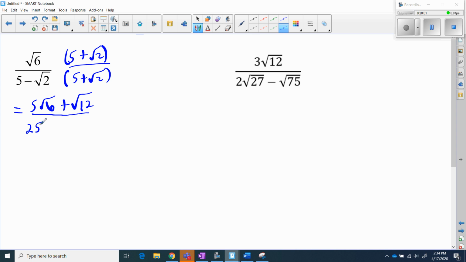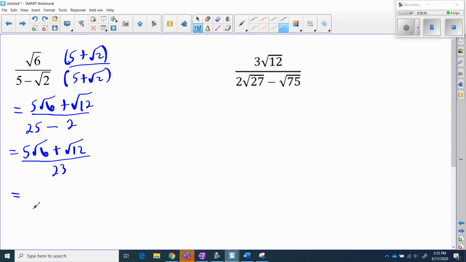We do not need to multiply the middle two because we know they're going to wipe each other out. Now I just multiply this one by this one. We said it's always negative. Square root of 2 times square root of 2 is 2. 5 radical 6 plus the square root of 12 divided by 23, which is really good.